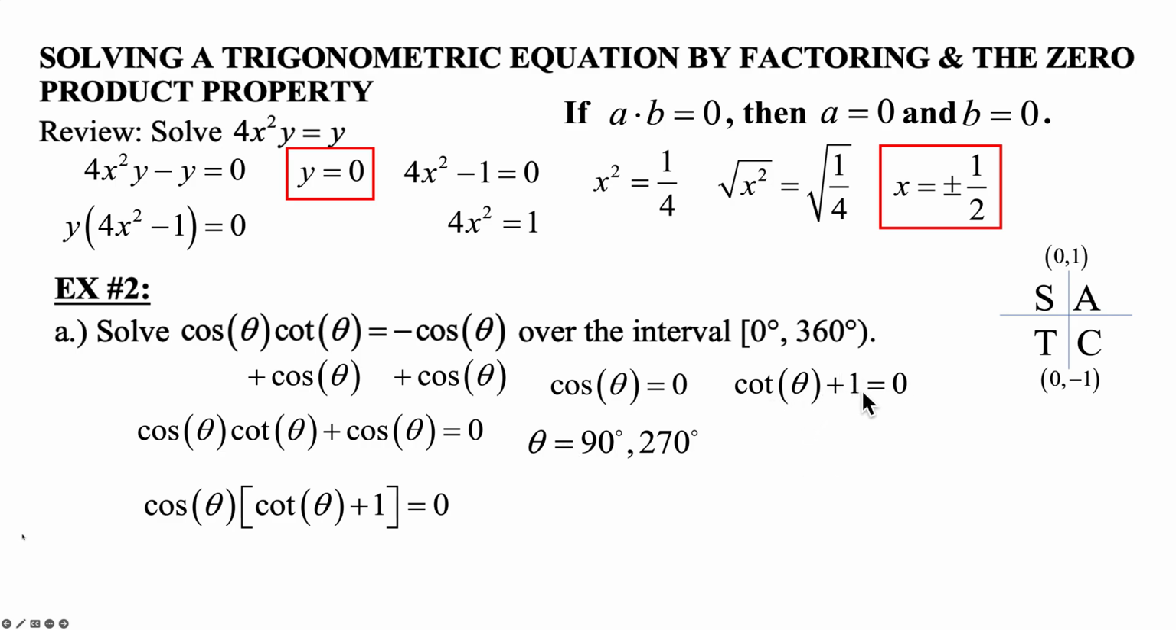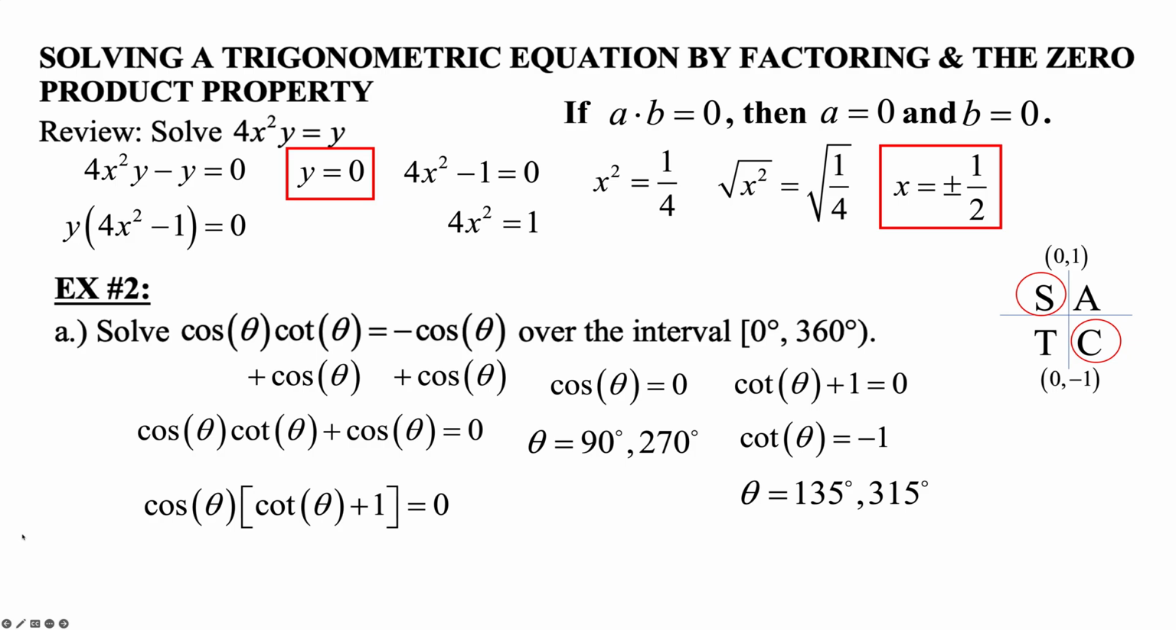Cotangent theta plus 1 equals 0. Subtract over the 1. Cotangent is like tangent, we're going to have to go negative, so that's quadrants 2 and 4. Whenever I get a 1, that's the 45-degree reference angle, so that's 135 here, 315 in quadrant 4. And those are my 4 answers.